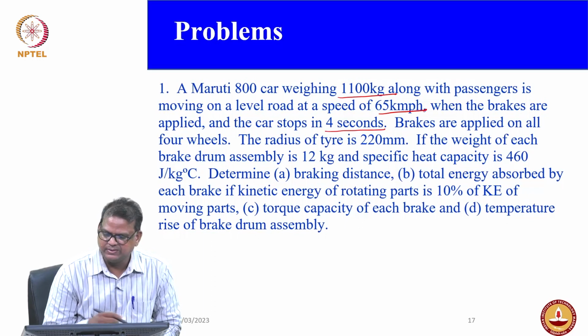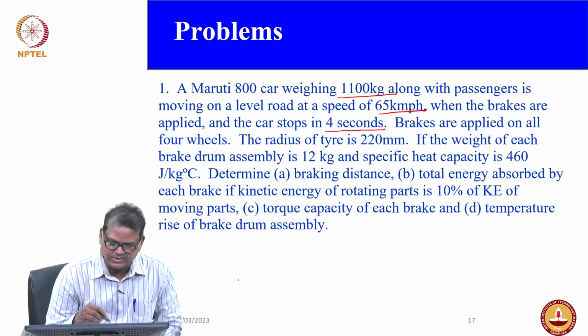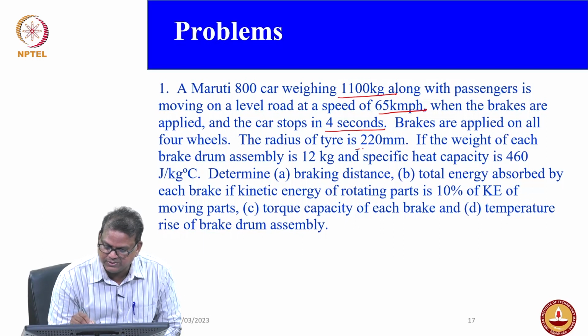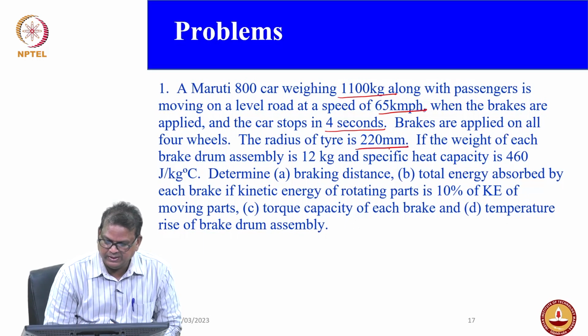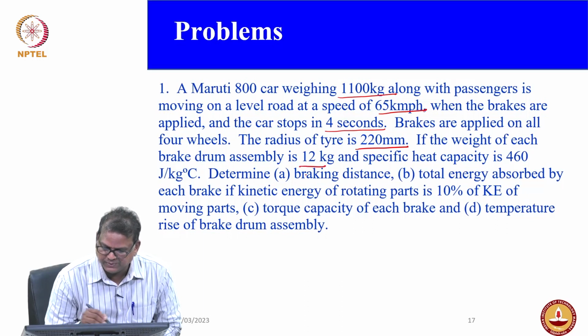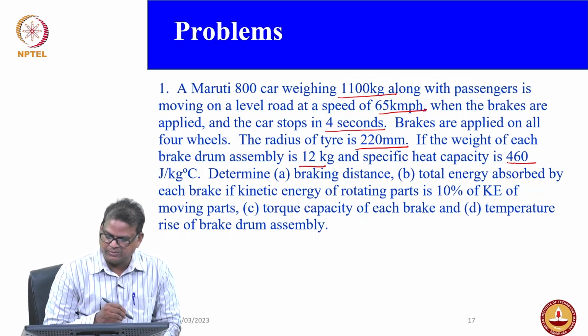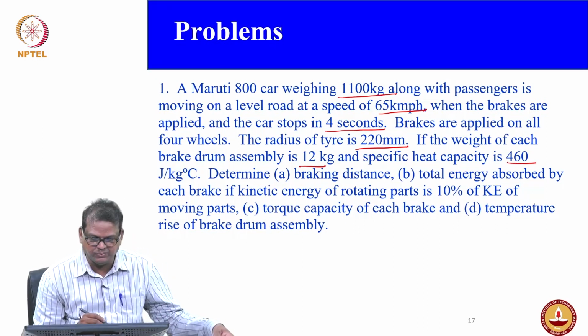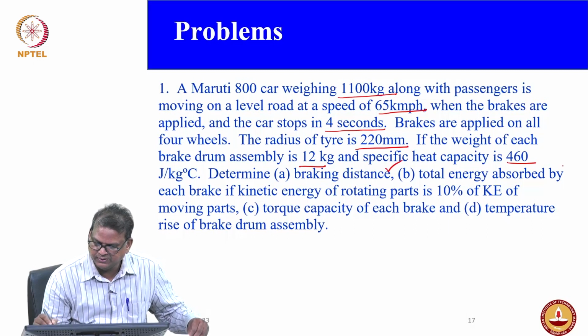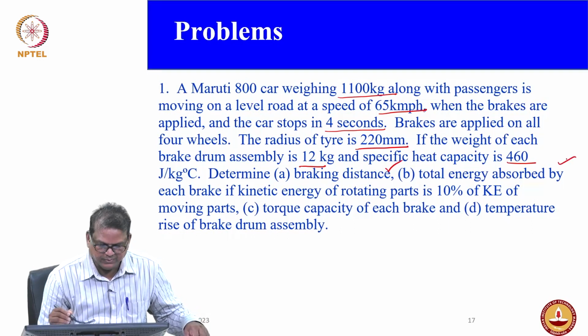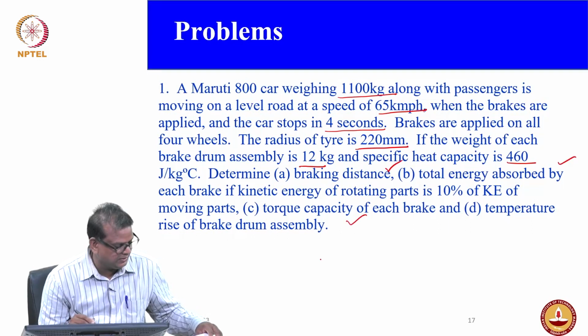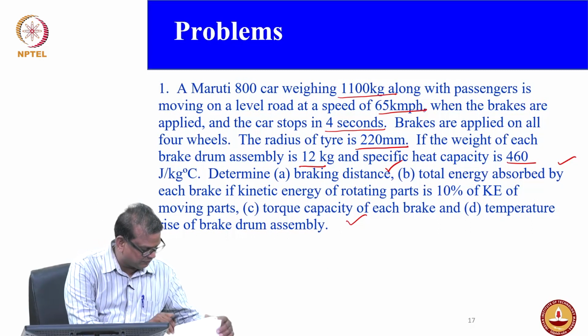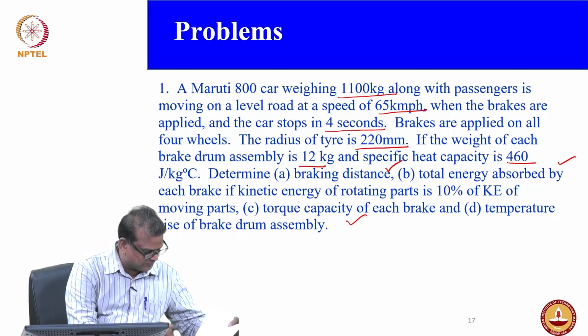4 seconds. The brakes are applied in 4 wheels, the radius of the tire is given as 220 millimeter, and each brake drum weight is also given, 12 kg. Then specific heat capacity is 460 joule per kilogram degree Celsius. So we have to find out the braking distance, total energy, torque capacity of each brake, and the temperature rise. These are the things we need to find out. This is our first problem.